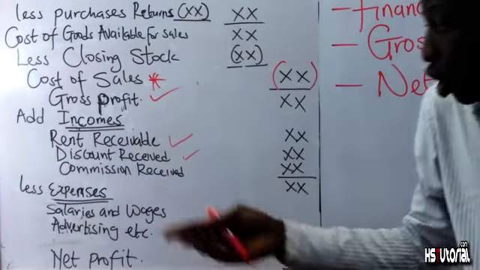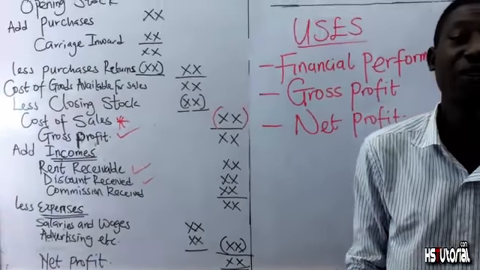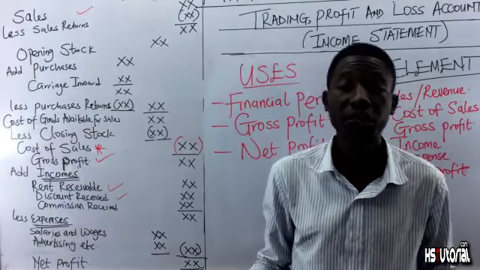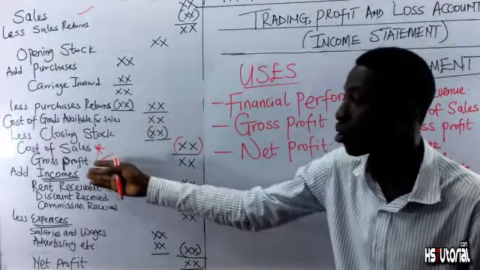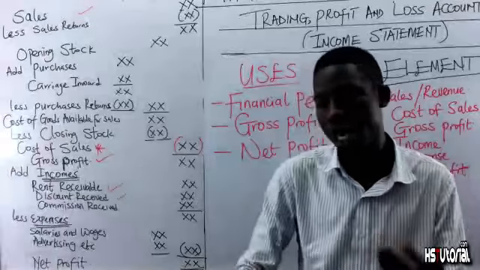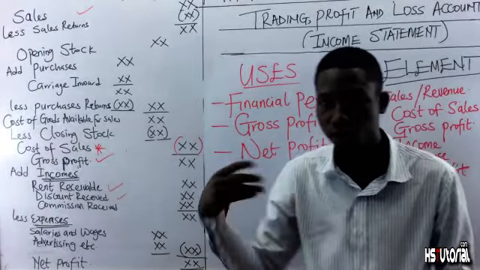Then sometimes you have commission received. That's for the services you rendered. You receive commission for it, and that commission will form part of your income as well. And there are some other ones you are likely to have here, like interest received.